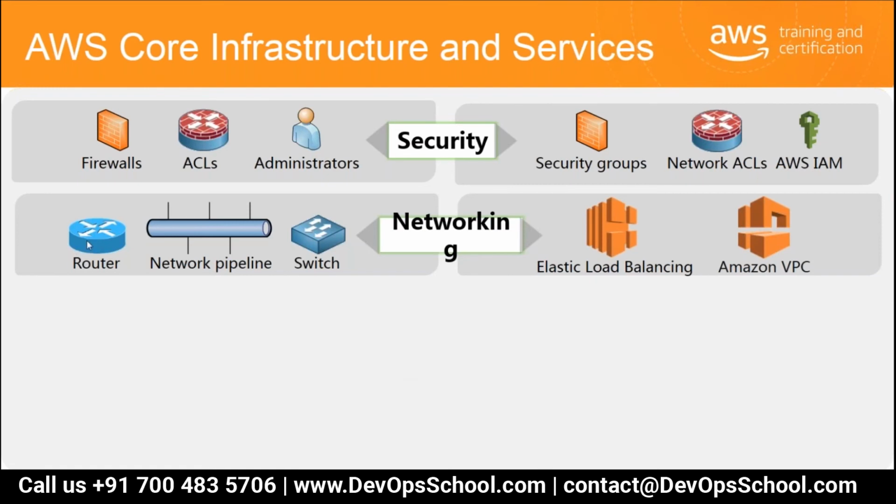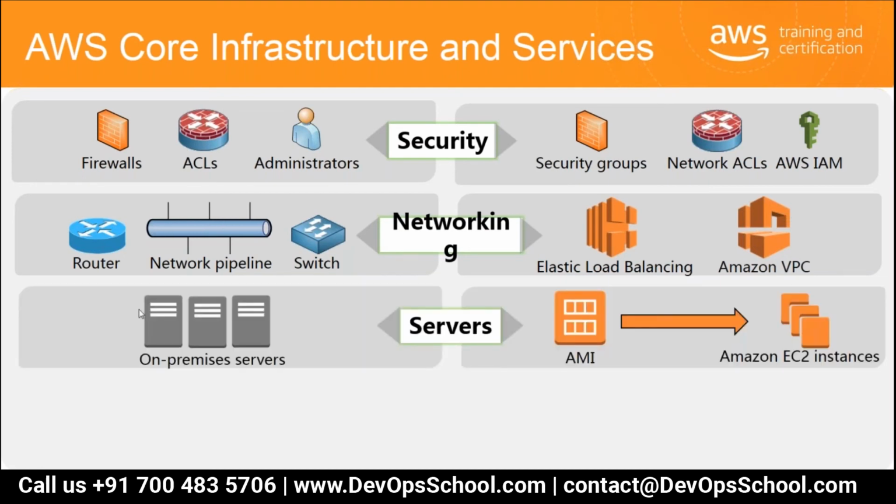On the networking front, when you have routers, AWS provides a solution using load balancing and Amazon VPC for all your networking solutions. On servers, if you talk about on-premise servers, AWS will give you something called an AMI, Amazon Machine Image. Using those images, you can create EC2 instances. EC2 instances are similar to your traditional virtual machines, so EC2 instances can replace your on-premise servers of any capacity or size. That's what you can get on AWS.